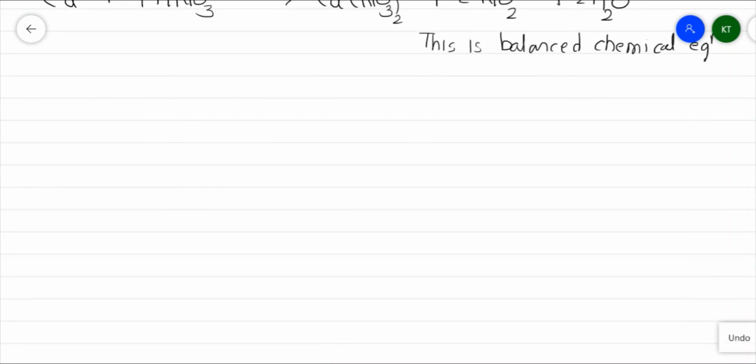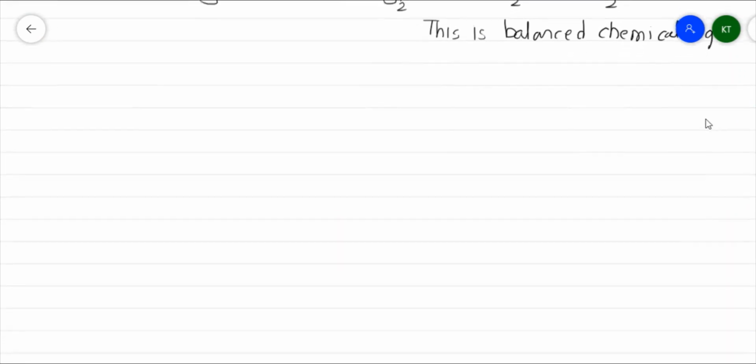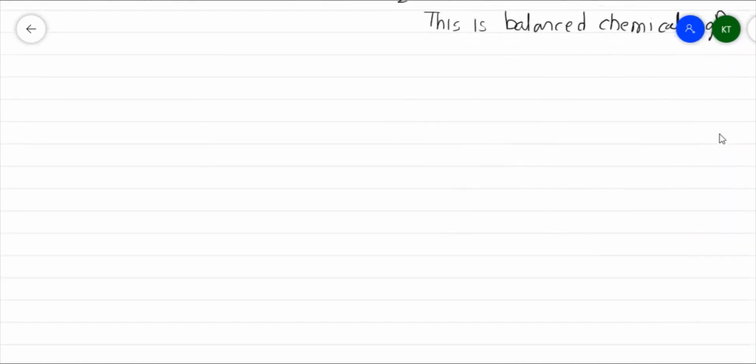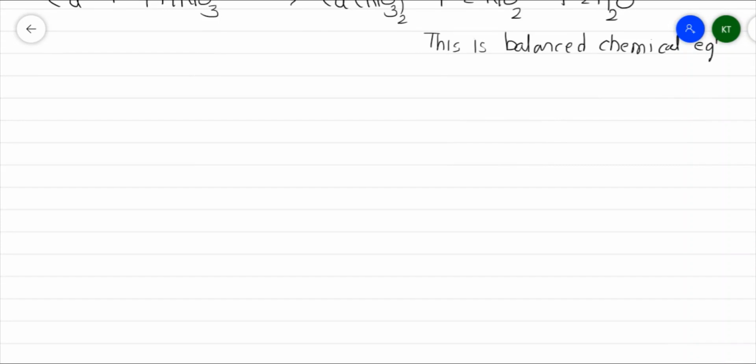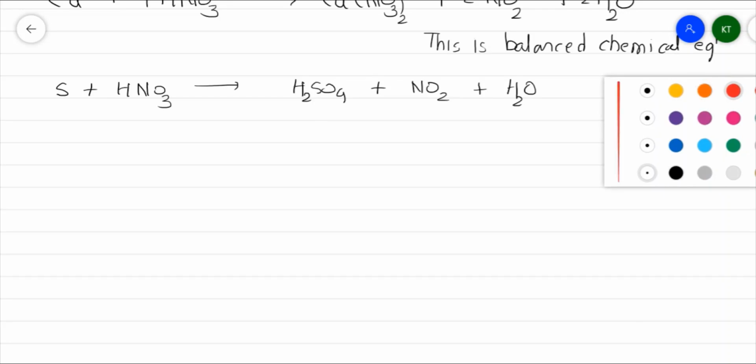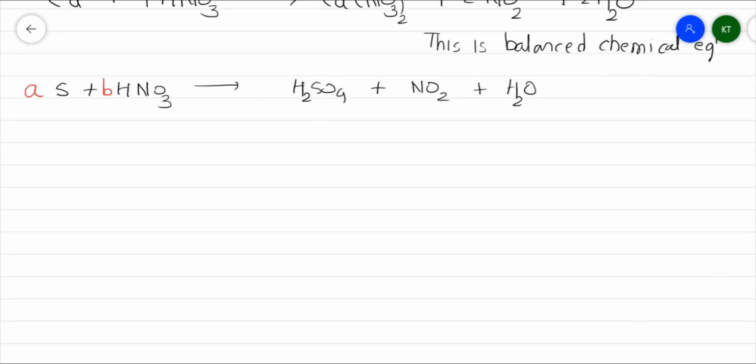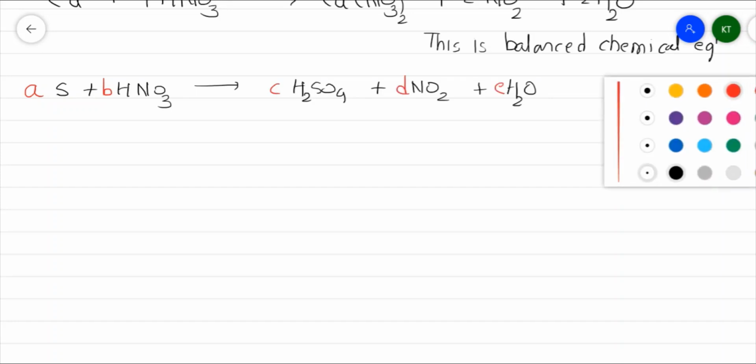Now we'll move a little bit faster because we know the process. Let me take one more equation here. I have the equation S plus HNO3, concentrated nitric acid, gives me H2SO4 plus NO2 plus H2O. So let me assume once again a coefficient here. I get A, B, C, D and E. So let me write down the values for this.